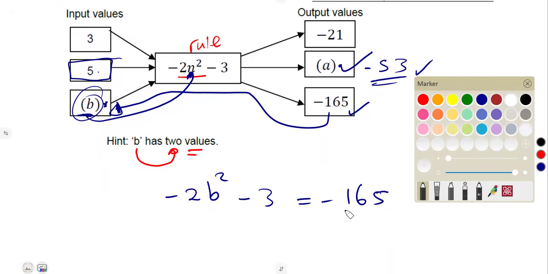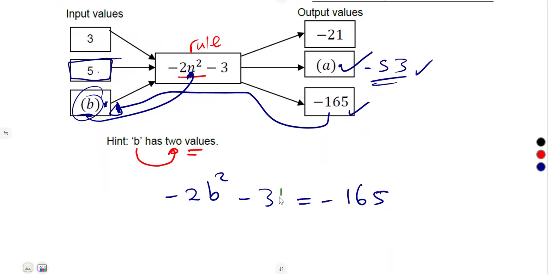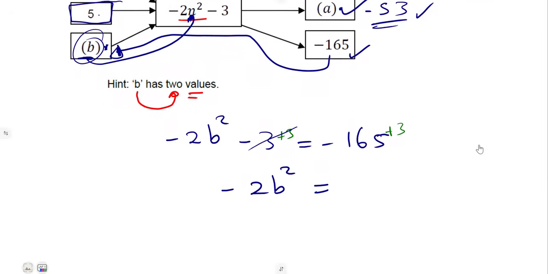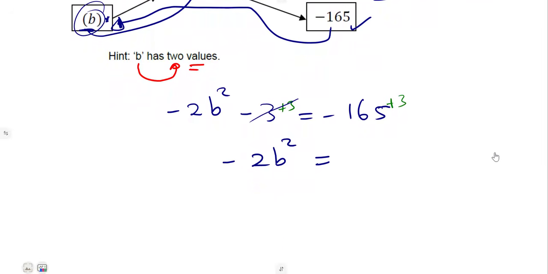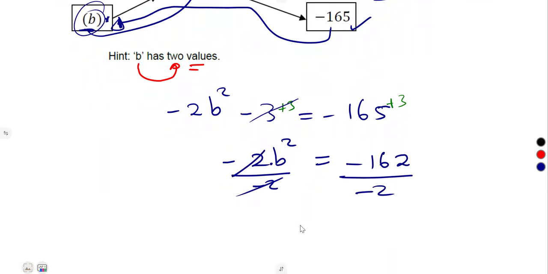It is the same thing where we are given the square of b, where we are going to need the square root. So anyways, let's get rid of the negative 3. We can simply add 3 to both sides of the equation. So that's minus 2 b squared equal to minus 165 plus 3. If we simplify that, that gives us negative 162. So divide by negative 2. So b squared is equal to 81.